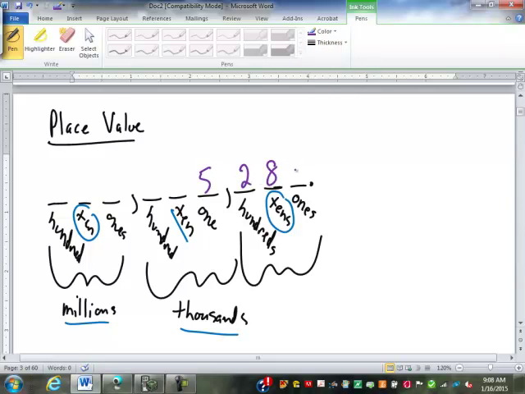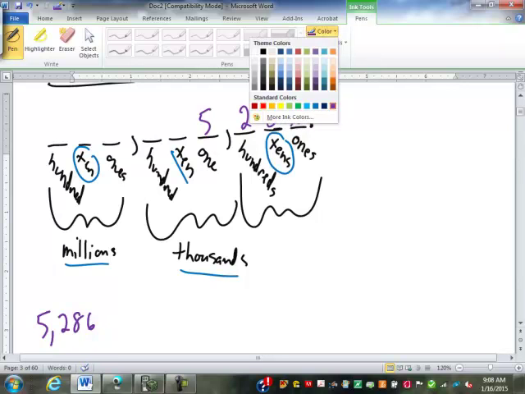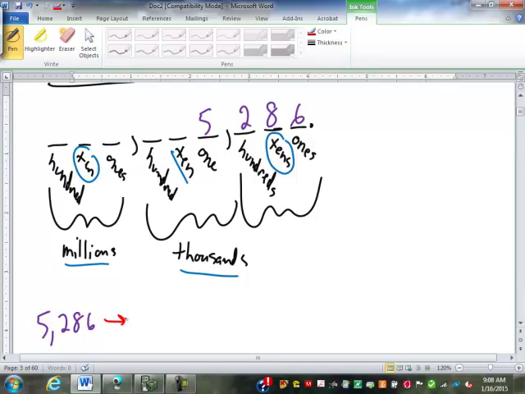Let's say we have 5,286. What we're used to seeing there, 5,286, is not the full number. It's just an abbreviation. The full number would look like this. It is 5 thousands and 2 hundreds, and 8 tens and 6 ones.